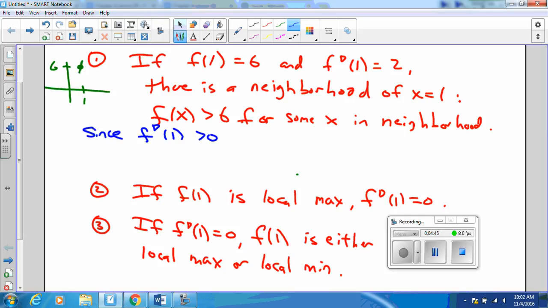Since f prime of 1 is greater than 0, and how do we say this? f is increasing through the point. And that's it. So our justification is: since f prime is greater than 0, f is increasing through 1, which means there is a neighborhood around 1 such that points to the right are above, points to the left are below, and all those points to the right are above, as you drew in your picture.